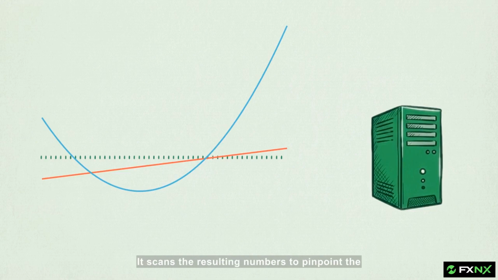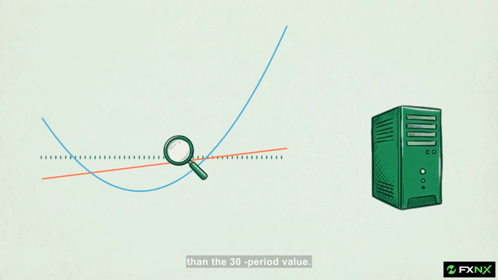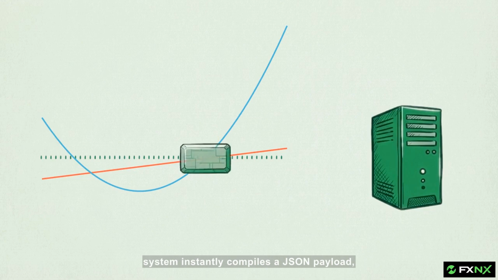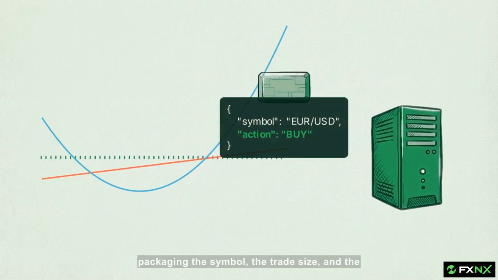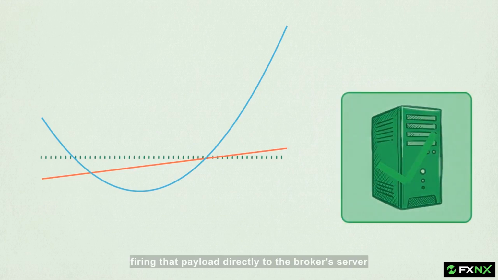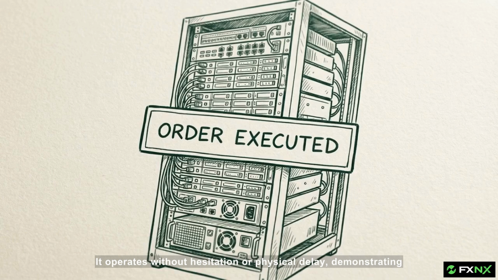It scans the resulting numbers to pinpoint the exact millisecond the 10-period value becomes greater than the 30-period value. The moment that crossover condition is met, the system instantly compiles a JSON payload, packaging the symbol, the trade size, and the buy command into a formatted text block. Finally, the script executes an HTTP POST request, firing that payload directly to the broker's server, where the trade is confirmed. This entire cycle of fetching, analyzing, and executing happens in fractions of a second. It operates without hesitation or physical delay, demonstrating the raw execution superiority of an automated machine.